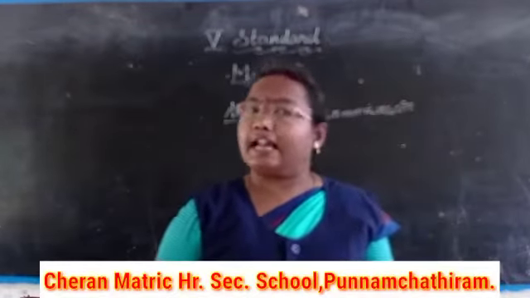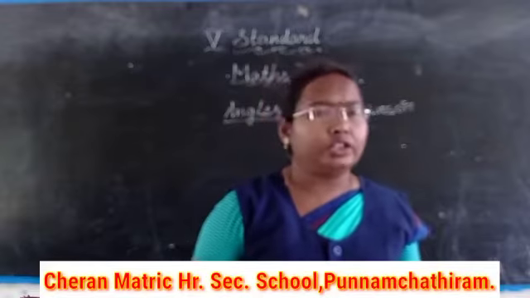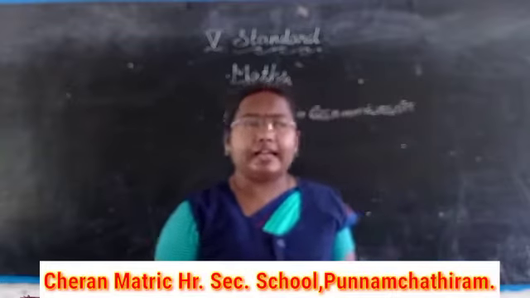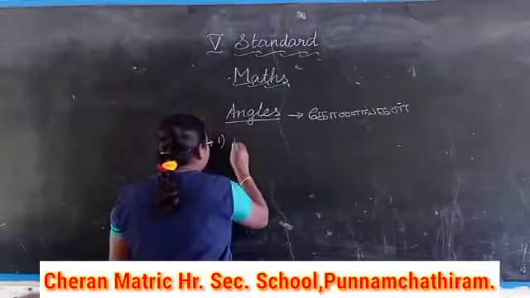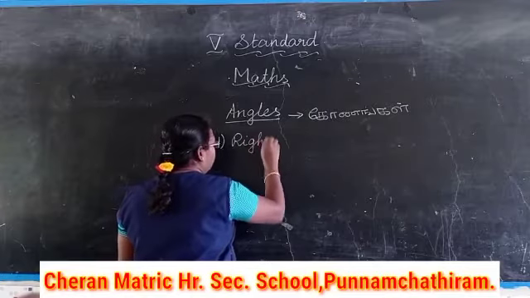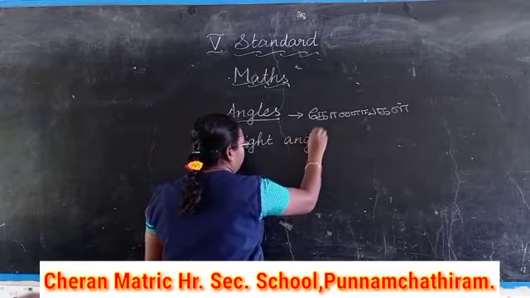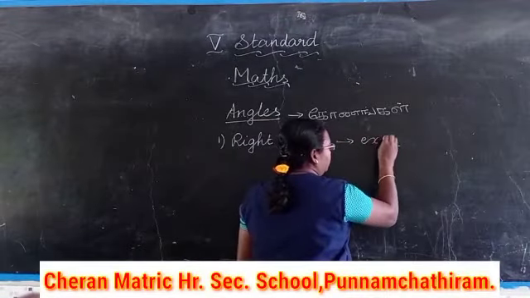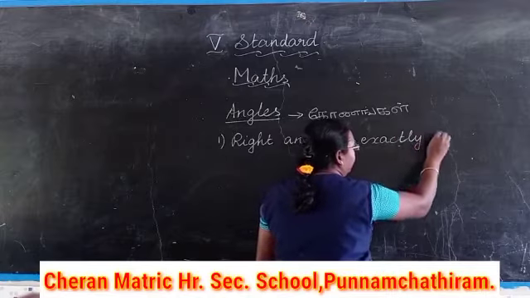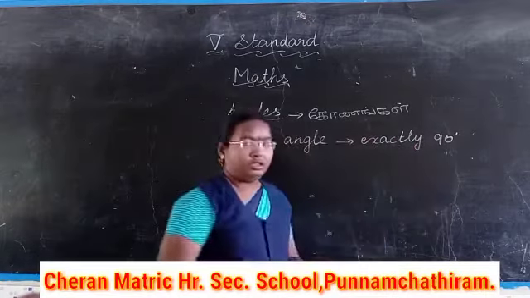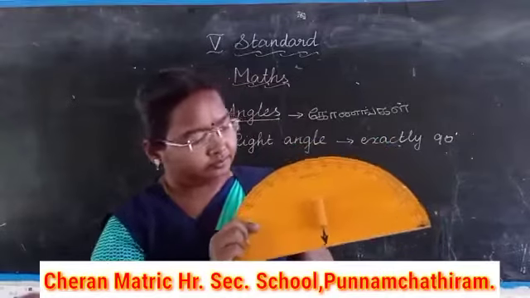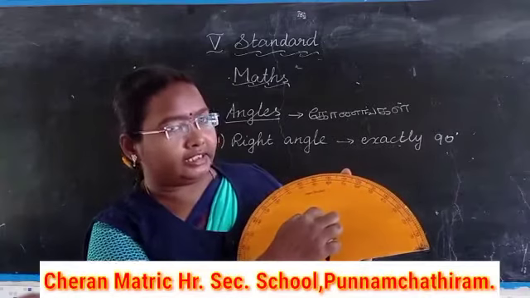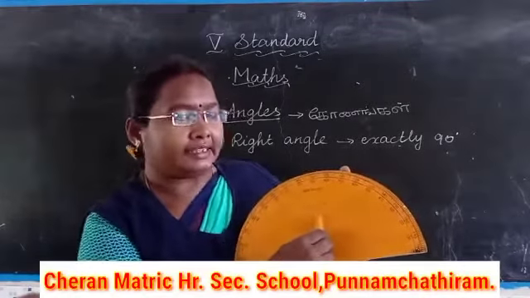Next, we shall classify the types of angles according to their measurements. Now we are going to see the types of angles. First, we can see the right angle. A right angle is exactly 90 degrees. Exactly 90 degrees. Look at this protractor. If the angle is exactly 90 degrees, it is called the right angle.